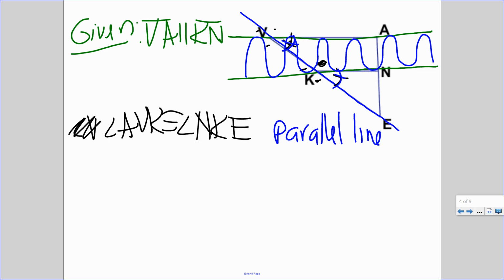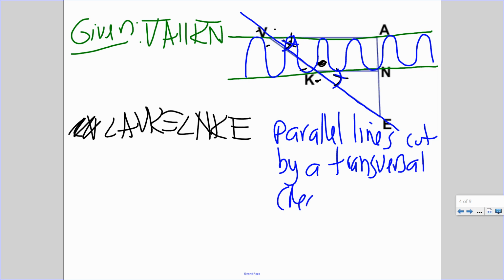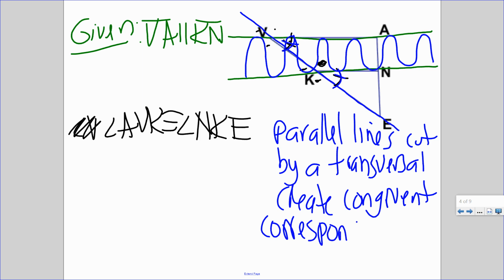parallel lines cut by a transversal create congruence. Again, since it was 1 in, 1 out, corresponding angles. Yes, you have to write the whole thing. Sorry, not my rule, but you have to write that whole thing out.